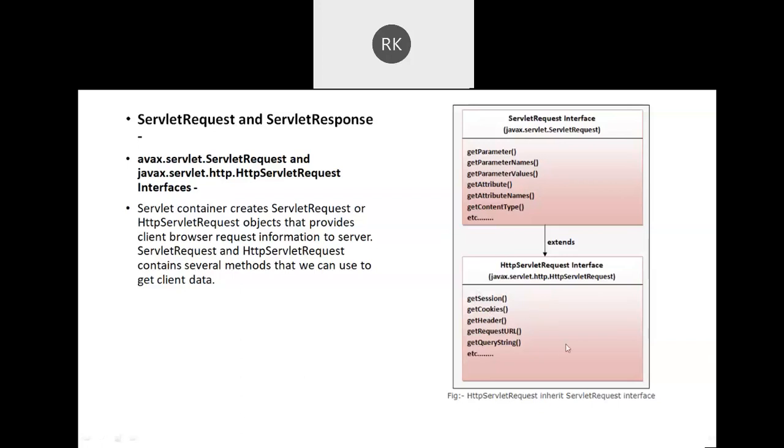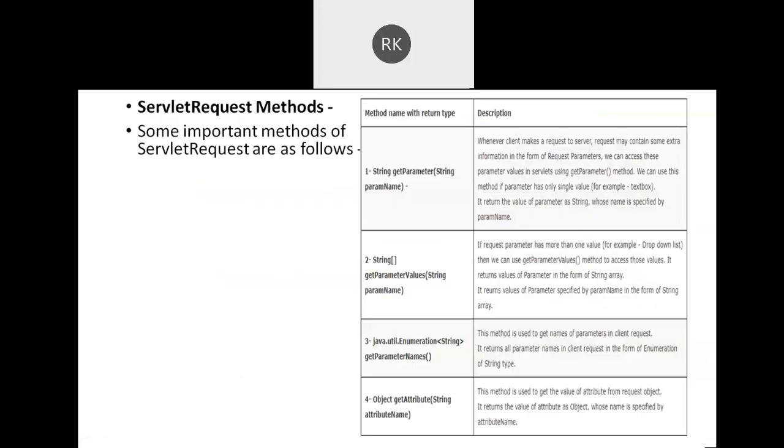So what are the methods available to the ServletRequest? You can see here getParameter, getParameterNames, getParameterValues, getAttributeNames, getContentType. All of these we'll see later. And when it is inherited, the additional methods that are available to the HttpServletRequest are getSession, getCookies, getHeader, getRequestURL, and so on. All of these we will be learning, what the methods are and what we can do with these methods.